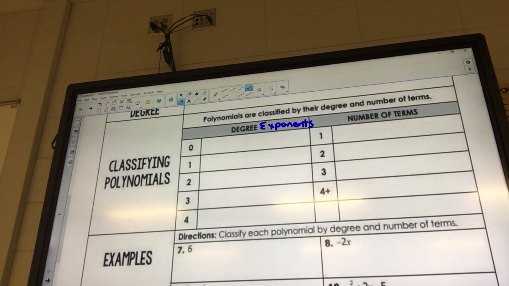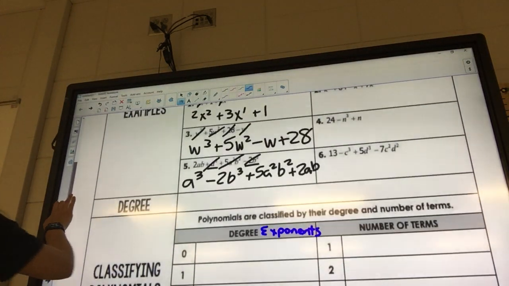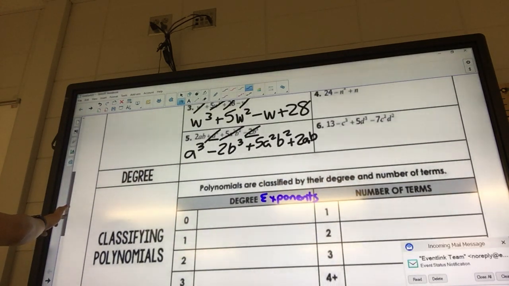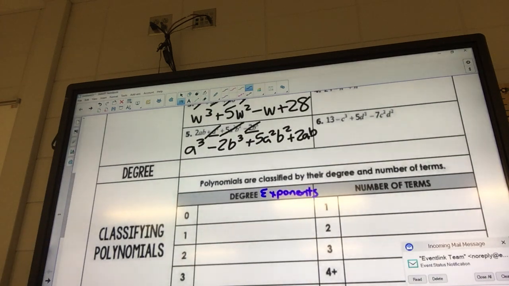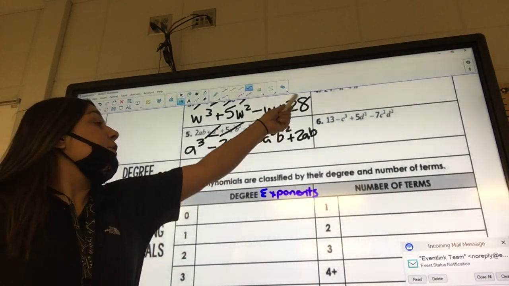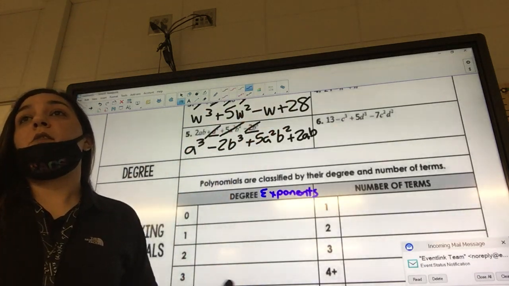I just had a question. Why is the negative W higher than the 28? Because the W is considered an exponent. That is the correct, legitimate answer. So, something with no letters always goes last.